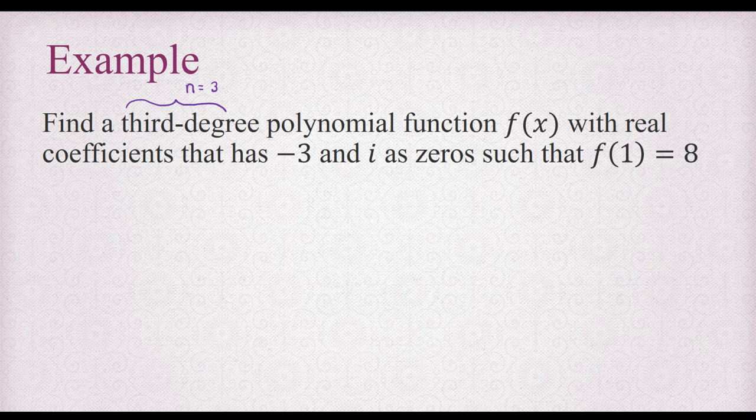Right now, they've only given us 2 zeros. They gave us -3 and they gave us i. Well, if my zeros are -3 and i, remember, an imaginary number has a conjugate. And so if I have a positive i, that means I need to have a negative i as well. So the moment I have one imaginary number, I need the opposite sign of that same thing as well. So that is my 3 zeros. And then the last thing they tell us is that f of 1 equals 8.